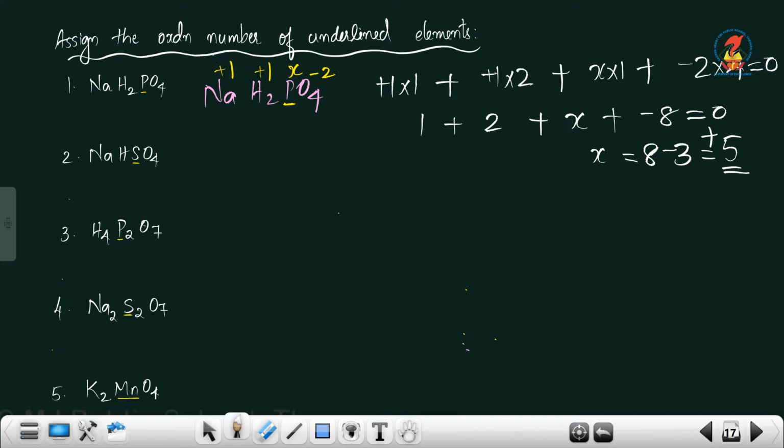So this is the way to find the oxidation state of the underlined element. If the given species is a neutral species, the sum should be equal to 0.